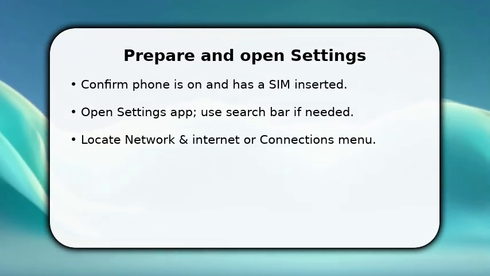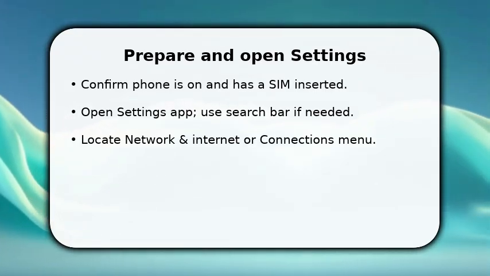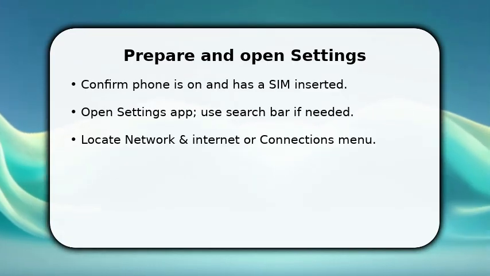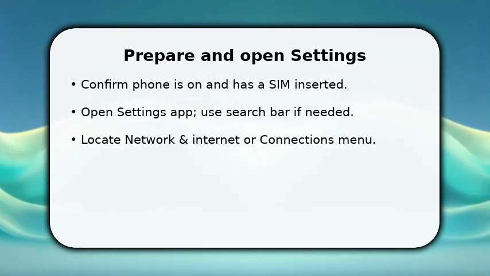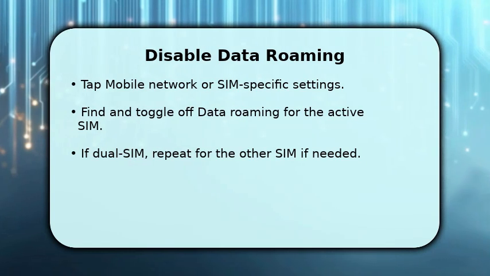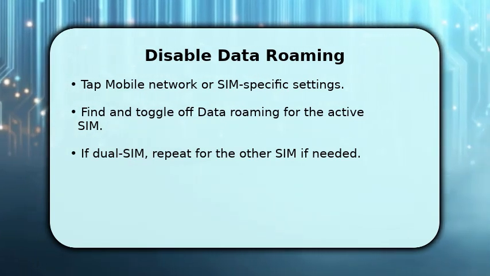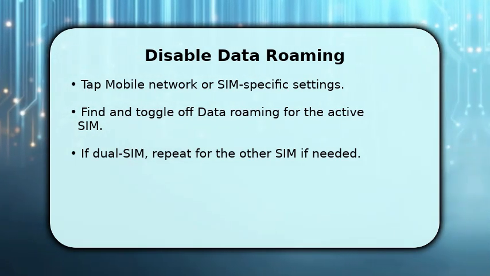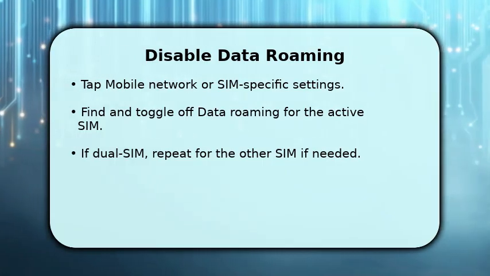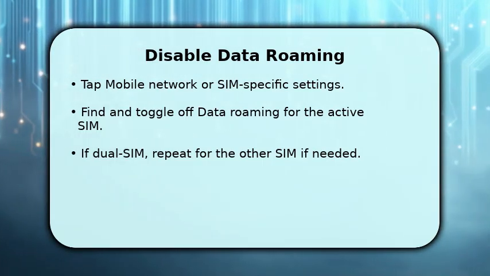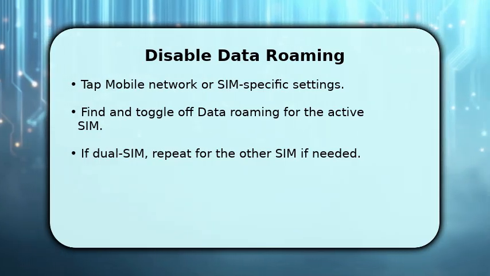Make sure you're in the right SIM slot if your phone has two. This prevents changing the wrong account. You now tap Mobile Network or the SIM entry shown. Scroll to Data Roaming and flip the switch off. You'll see a clear enabled/disabled state. This stops the device from connecting to foreign networks and prevents surprise charges, which is why it's critical.